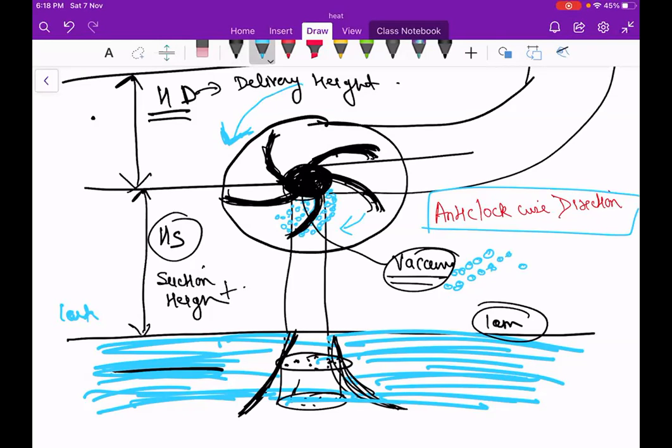So what is the direction of the flow? It will be on this side, from higher pressure to lower pressure. You have studied in fluid mechanics that the fluid will travel from higher pressure to lower pressure. So what is higher here? 1 atm. What is lower? Vacuum. That is why the fluid will move in this way in the pump.